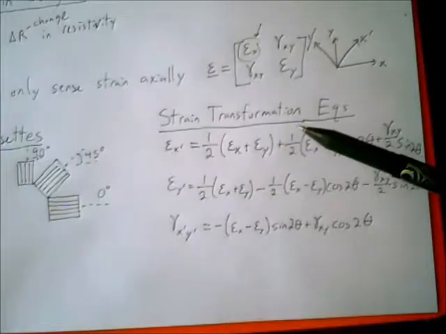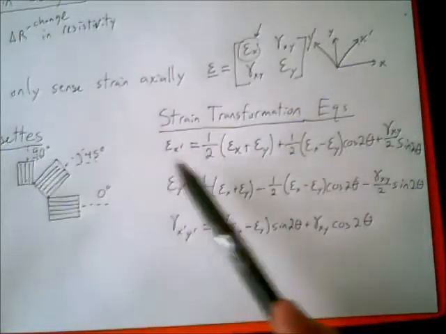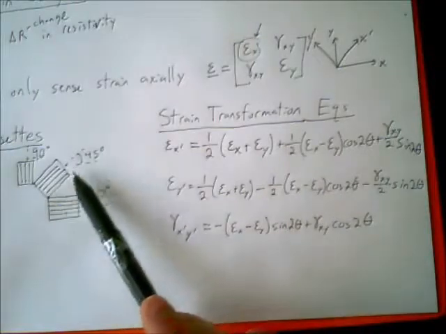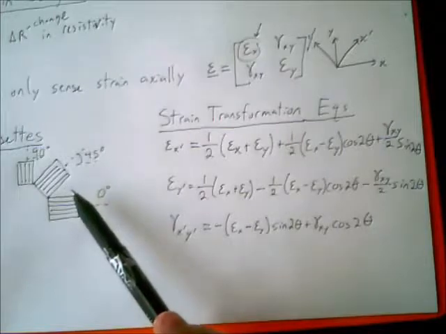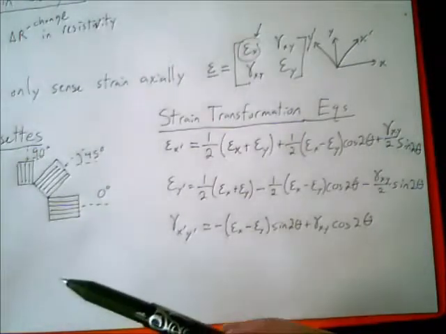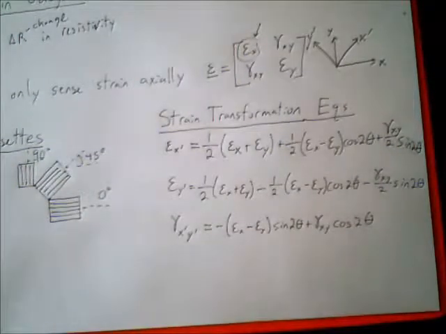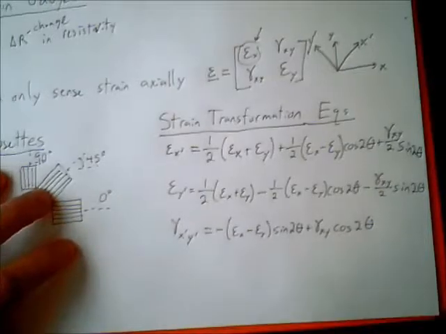But remember now, from our strain gauge, we're only getting one of these components. We're only getting this epsilon x. If we put it at a 90 degree angle, then we're only getting epsilon x and epsilon y. But there's no actual way to get gamma xy from a strain gauge. So that's a little bit of a trick. So how do we actually figure out now what our strain gauges are going to give us? Or how do we figure out what our strain state is from these three strain gauge configurations?